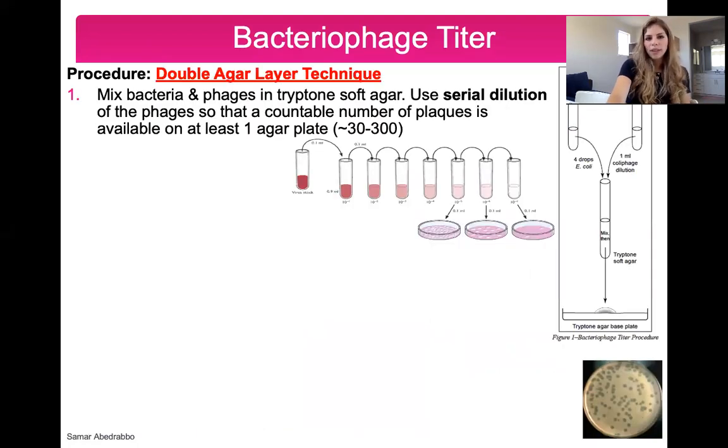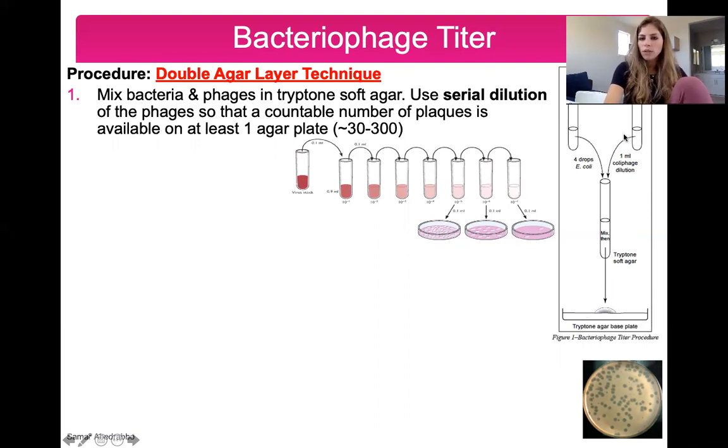So the procedure of this lab, how you would have been doing it if you were doing it in lab, is it's called the double agar layer technique. So what you do is you have your bacteria, your E. coli. So here's your E. coli. You mix it with different dilutions of your bacterial virus, your phage, and then you add them to tryptone soft agar, and then you pour them on tryptone agar. So this is why it's called the double agar layer technique. So you're mixing them in agar and then you're pouring them on agar.